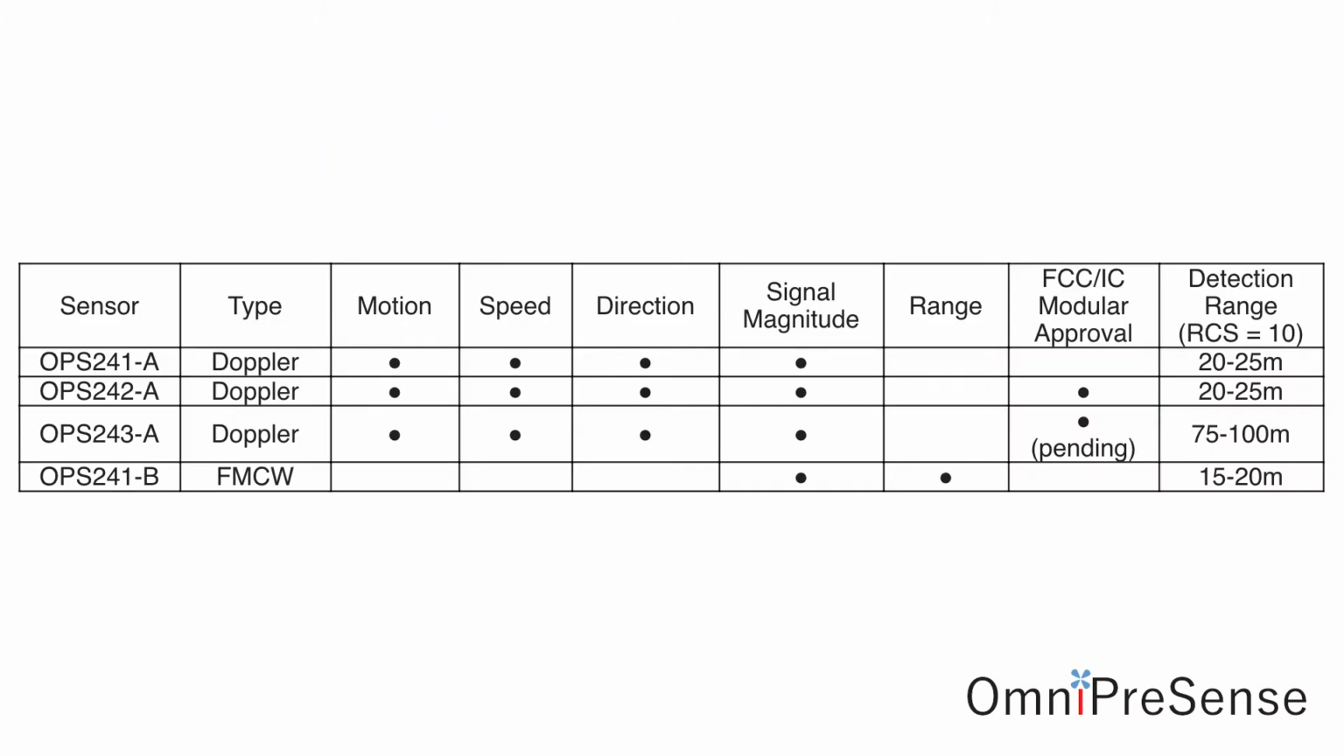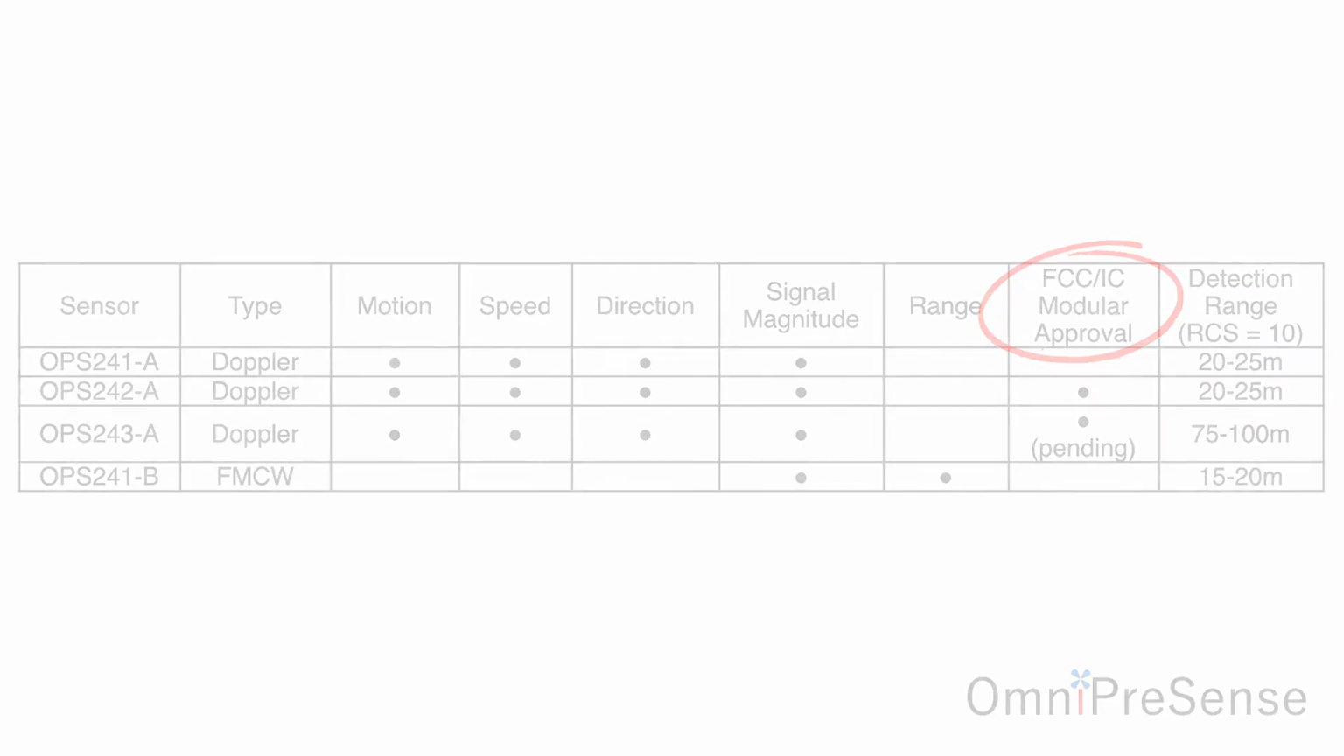You can also see here that several of our radars have full FCC or IC modular approval. This saves you time and money from having to get regulatory approval yourself. Instead, you only need to use our FCC or IC number for your product. Over time, you'll see us add more radar sensors to our product lineup with even more enhanced features.